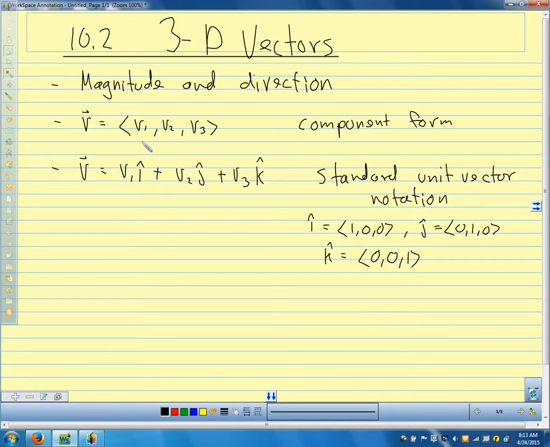You'll see that this first form, the component form, you'll see more in math, and you'll see the second form more in science. But they mean the same thing. That whole mathematician, engineer, physicist thing. But we know which one is the best one.